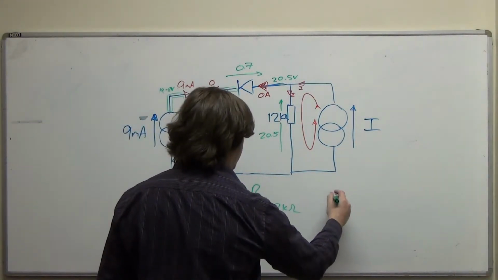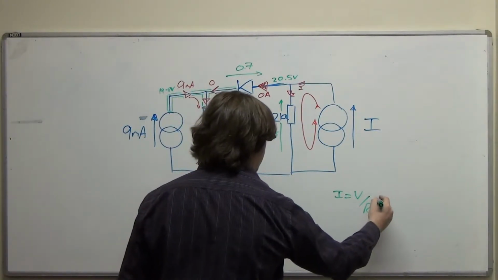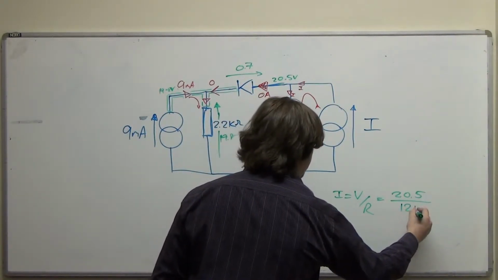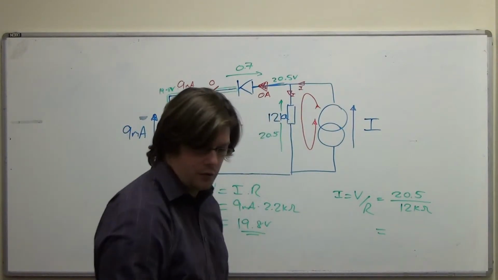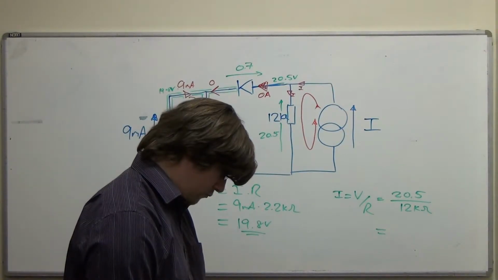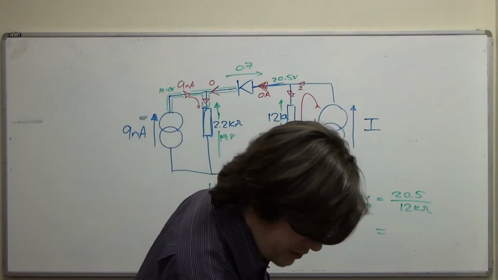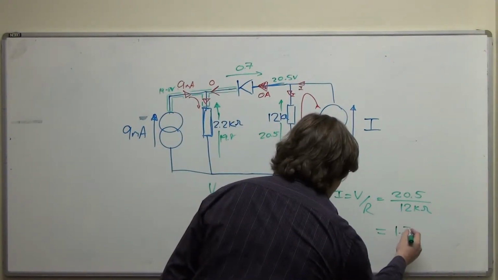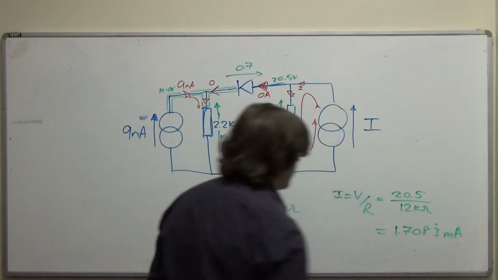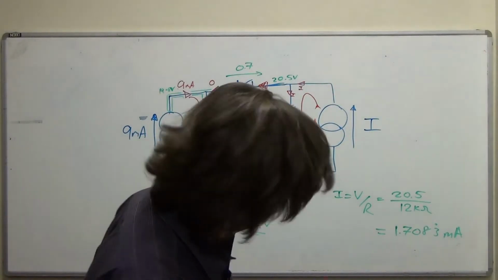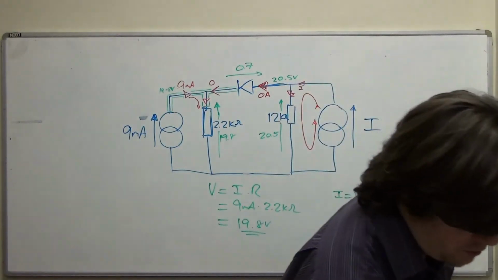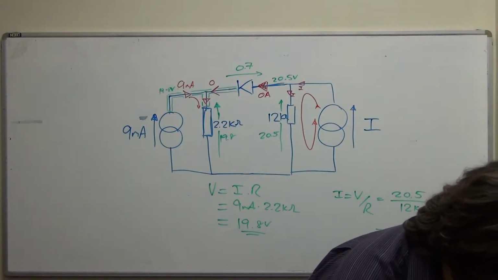We can say that I is V over R, which is 20.5 divided by 12 kiloohms, which is 1.7083 recurring milliamps. So that's the current that we need in this current source, or flowing out of that current source rather, to yield the diode on the edge of conduction.